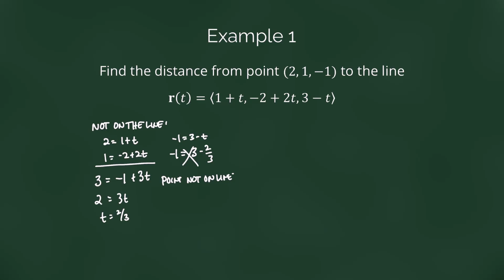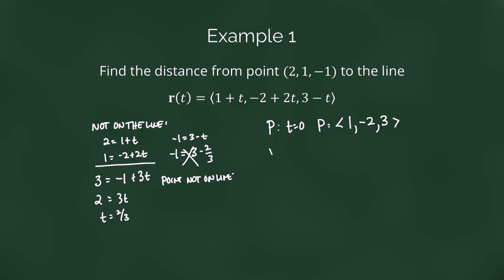Let's move on. So here we need a point that's going to be on the line. So we're going to choose our point P. Let's let t be 0. Then we know the point P equals 1 plus 0 is 1, negative 2 plus 0 is negative 2, and 3 minus 0 is 3. So there's a point that's on our line.